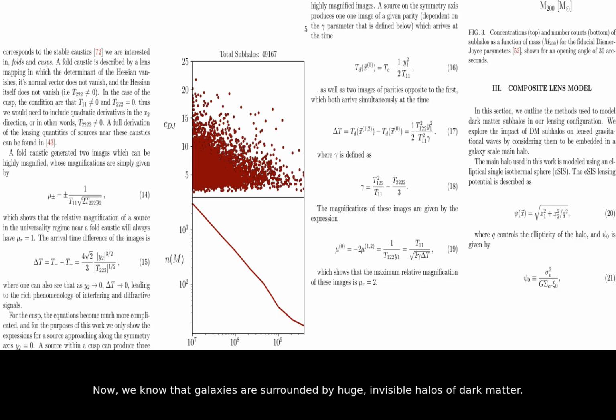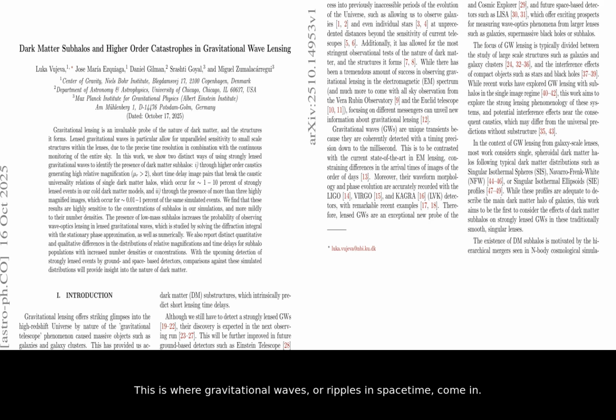times. Now, we know that galaxies are surrounded by huge, invisible halos of dark matter. Current theories predict that these large halos aren't smooth, but are filled with smaller, denser clumps or subhalos. The problem is, these subhalos are completely invisible, so how could we ever prove they're there? This is where gravitational waves, or ripples in space-time, come in.